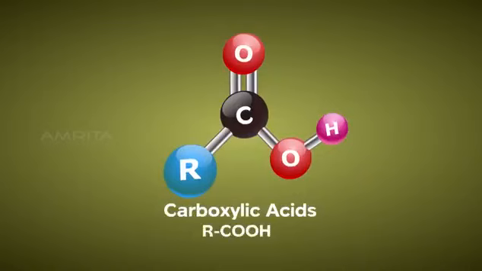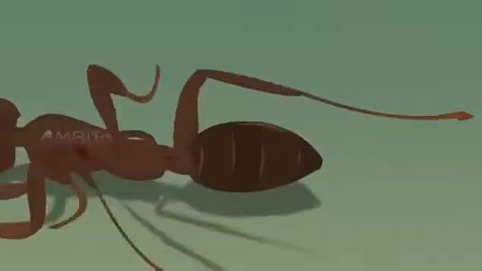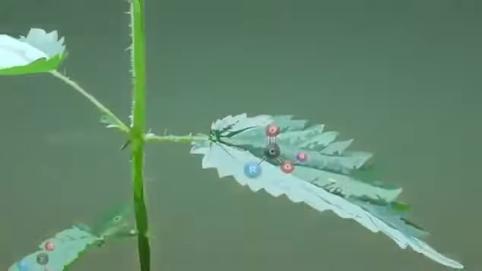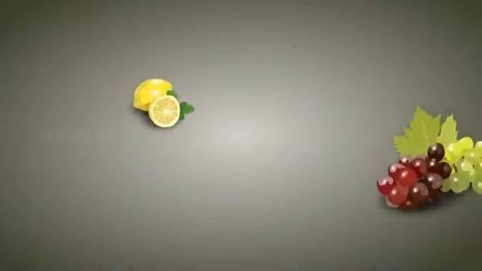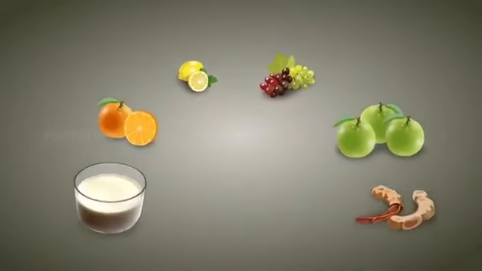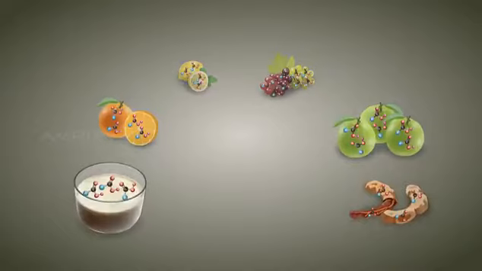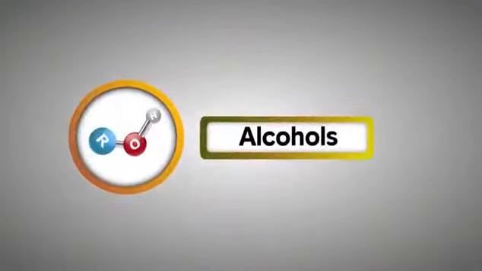There are many acids which constitute the carboxylic acid family. Formic acid is one of them. It is the major irritant in ant bites and stinging nettles. The sour taste of lemon, grape, orange, green apple, sour milk and tamarind also is due to the presence of carboxylic acids. The next family is the alcohols.